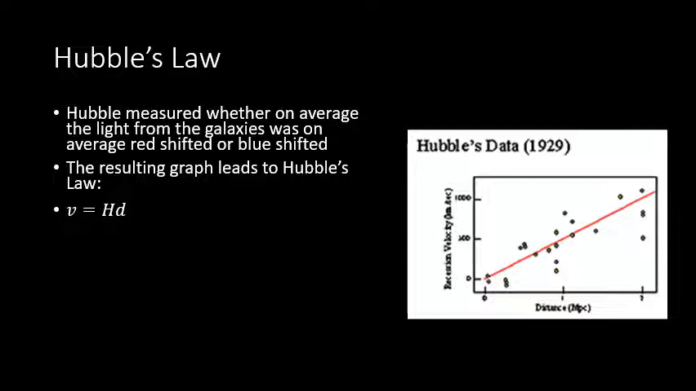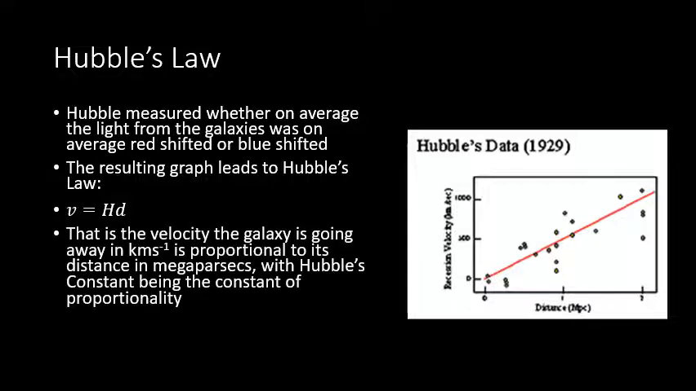Anyway, it gives us Hubble's law, which is the speed it's going away from us is Hubble's constant multiplied by the distance. And distance is in megaparsecs and speed in kilometers per second, so not usual SI units by any stretch of the imagination. And your datasheet gives you a value for Hubble's constant. It's 65 kilometers per second per megaparsec.